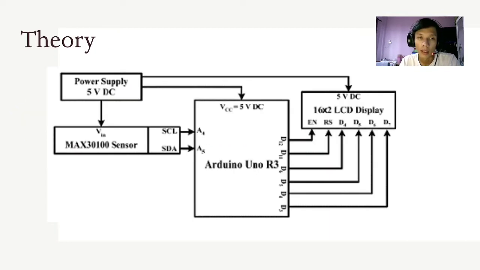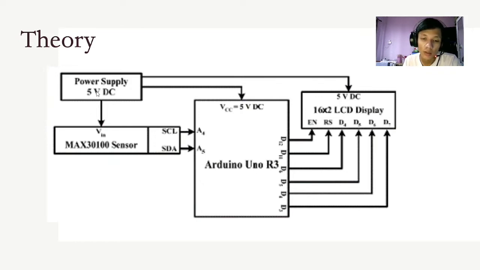Next is the theory part. This is the SpO2 monitoring system. The block diagram that we use is shown below. These are the components that we use in this project. This is the Arduino UART. This is the sensor. This is the LCD display. This is the PPG sensor. So the system contains an Arduino microcontroller, a pulse oxygen sensor, a liquid crystal display (LCD), and a DC power supply unit.